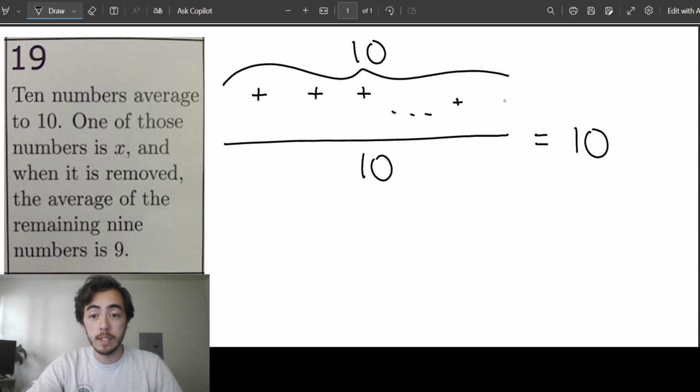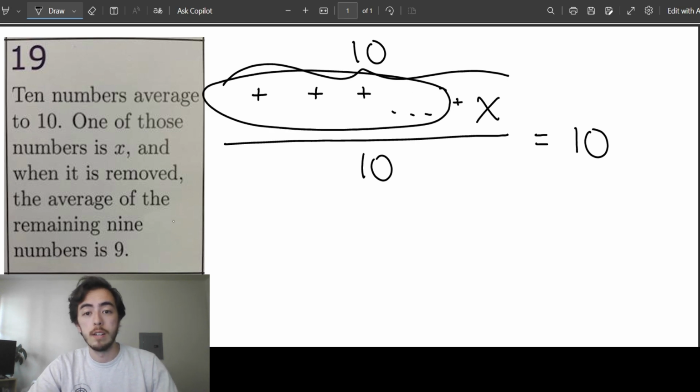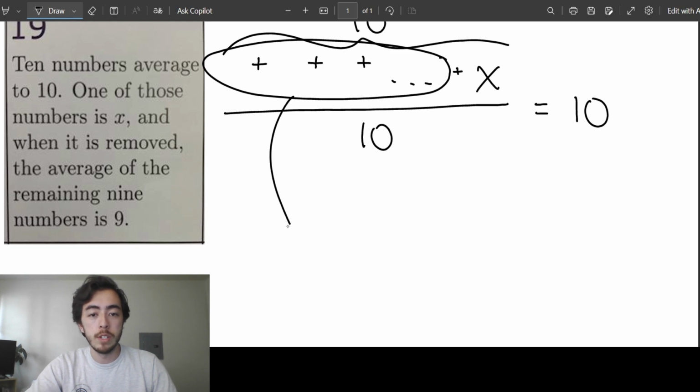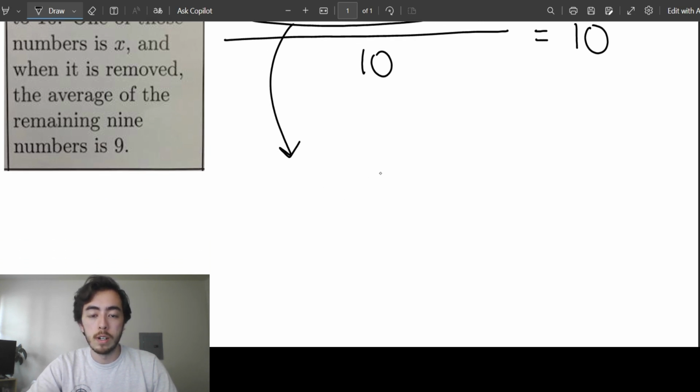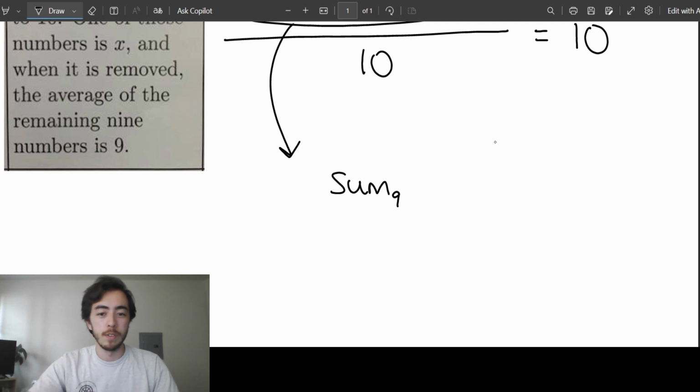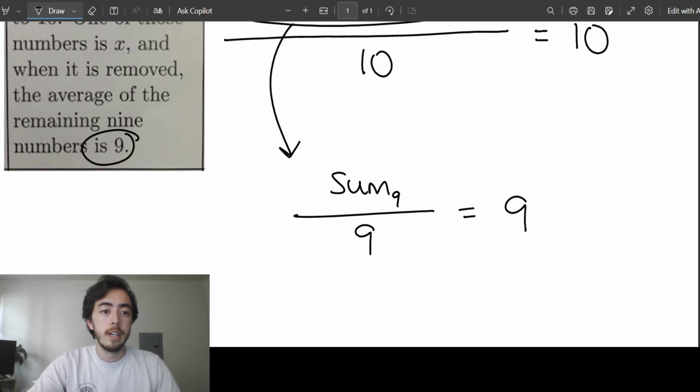One of those numbers is x, so let me actually put an x right here. And when it's removed, the average of the remaining 9 numbers, which will be whatever these ones are, is 9. So we could actually write another average for all of these numbers right here, where I'll just put the word sum for now, maybe a little 9 in the subscript for me to remember that it's the sum of those first 9 numbers. We're going to add up all those numbers, and then since we're taking an average, we divide by the amount of numbers we have, and then the problem says that the average is just 9.